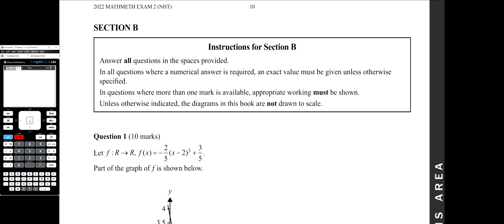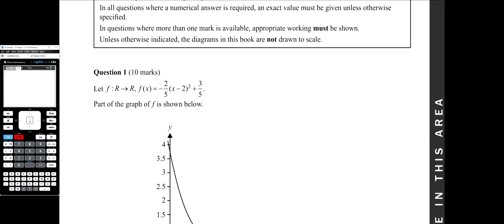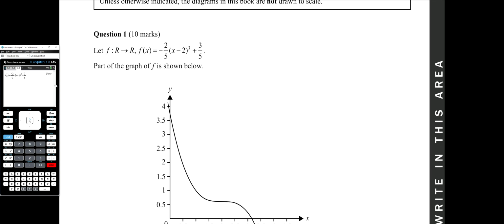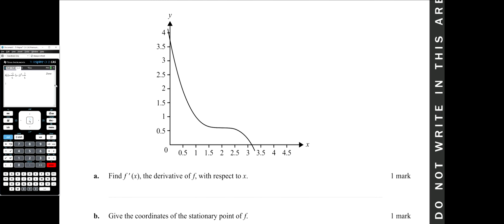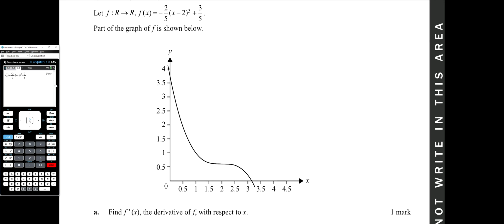So question 1 looks like it regards this function f of x. So before we get any further, let's define that. f(x) is defined as negative 2/5 bracket x minus 2 close bracket cubed, right, and then plus 3 over 5. And there you go. Just quickly double check that your CAS output matches the function given to you. Okay, so part of the graph of f is shown below, and it's just as you'd imagine, it is a cubic graph.